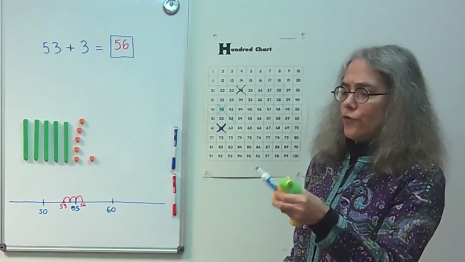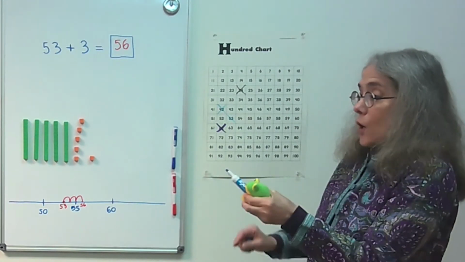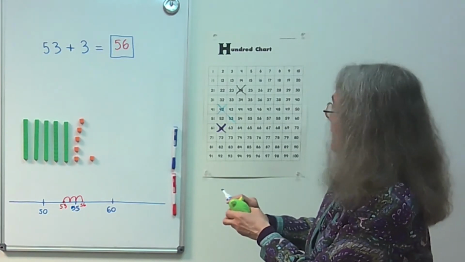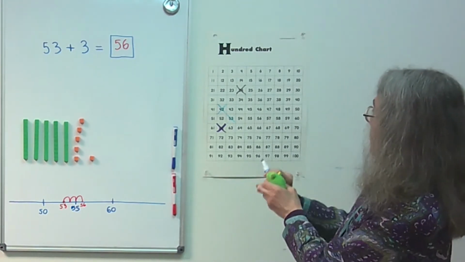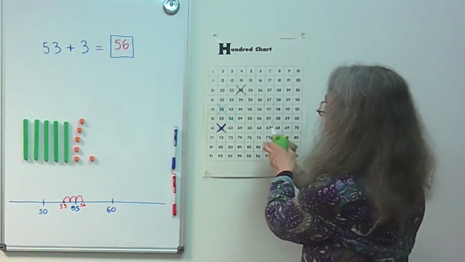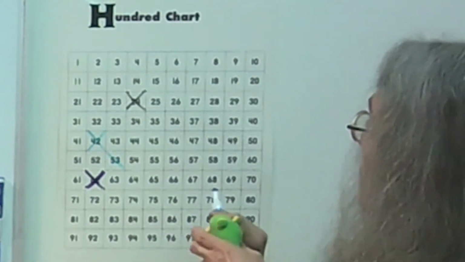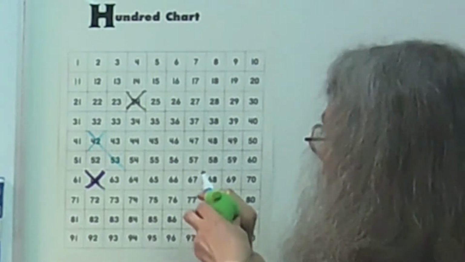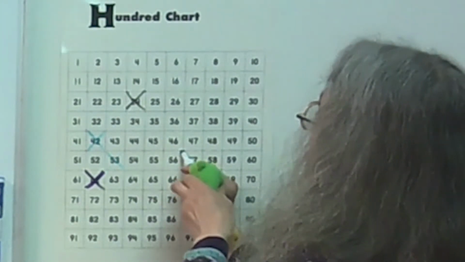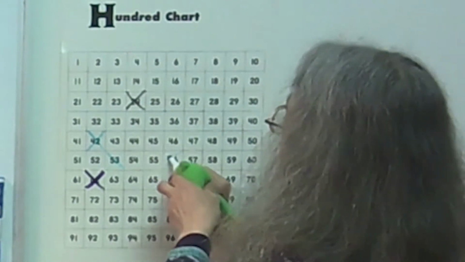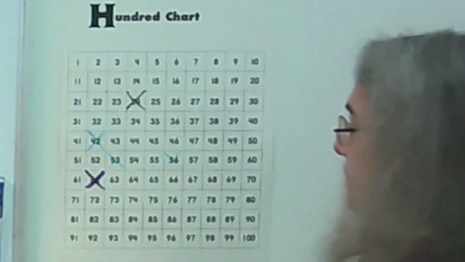Wait, wait, wait. You forgot to add the X on the chart. Oh, yes, Hoppy, you're right. We need to add the 56, and it is going to be a blue X. So everyone get out your 100 chart if you are helping mark the X's to see what Tad is going to catch. And mark a blue X on the 56.